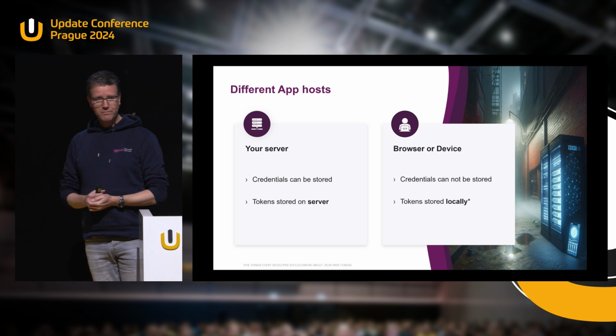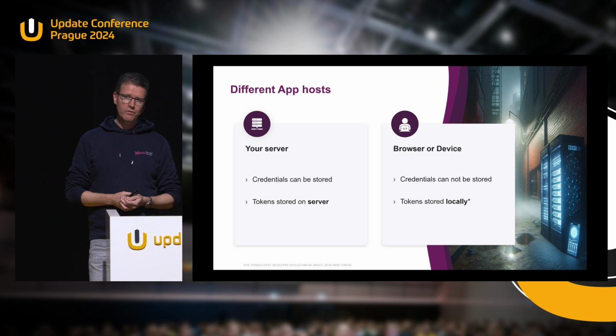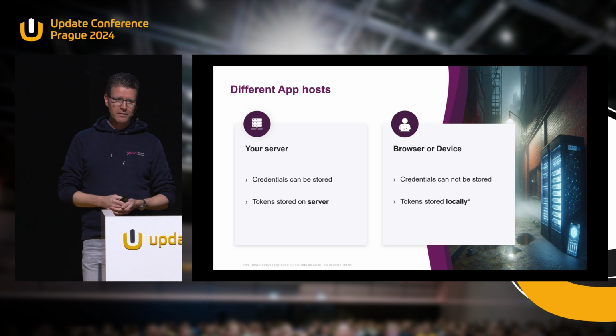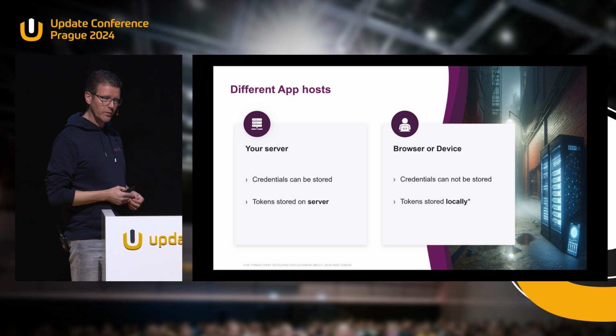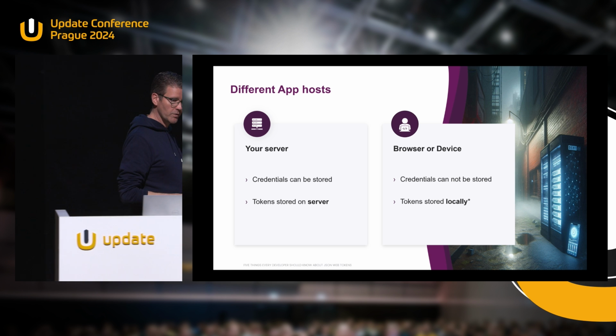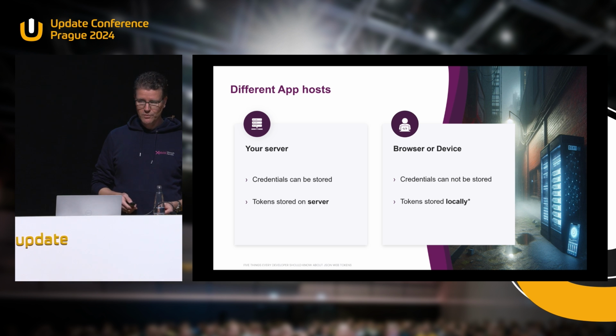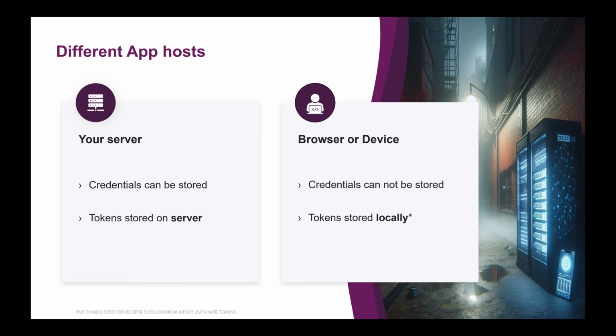So if the app runs somewhere on your own server, it is easy to put secrets there. There are things like key vaults or encryption that you can use on your own hosted servers, which don't apply when the application is running on a device. So the left-hand side, something runs on your server, is called a confidential client. And the right-hand side, something runs on an end user's device, is called a public client.